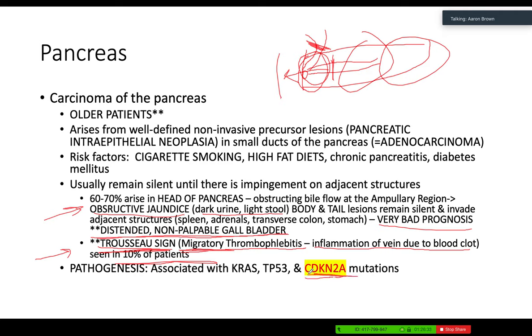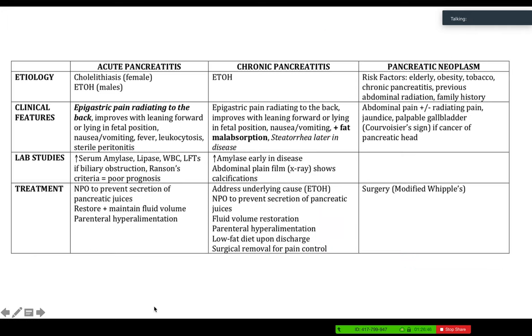CDKN2A mutation is one of the mutations that's really strongly associated with carcinoma of the pancreas. But memorize these ones too, KRAS and TP53, okay? Putting a bunch of stars, I want you to know these mutations. Okay, and so just sort of comparing and contrasting all three of these together, I made a handy little slide for you all to review.